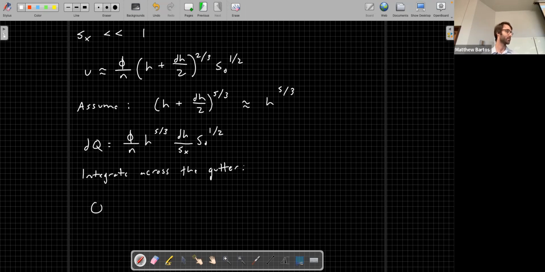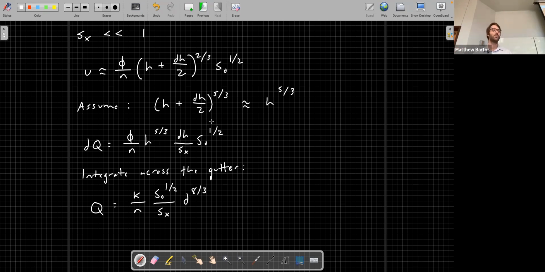We get the following expression for q. If we integrate that, we get k over n times the longitudinal slope to the 1/2 power divided by the lateral slope times d to the 8/3. Essentially that 8/3 comes from this h to the 5/3. When you apply the power rule, that becomes 5/3 plus 3/3, which is 8/3.